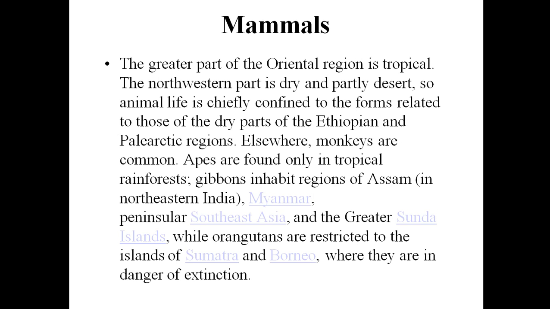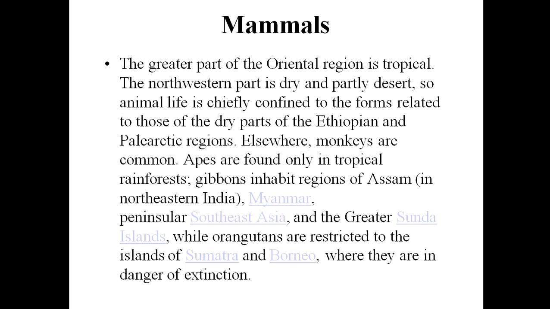The greater part of this Oriental region is tropical. Only the northwestern part is dry and partly desert. As a result of that, animal life is concentrated in this tropical region. Monkeys are very common.